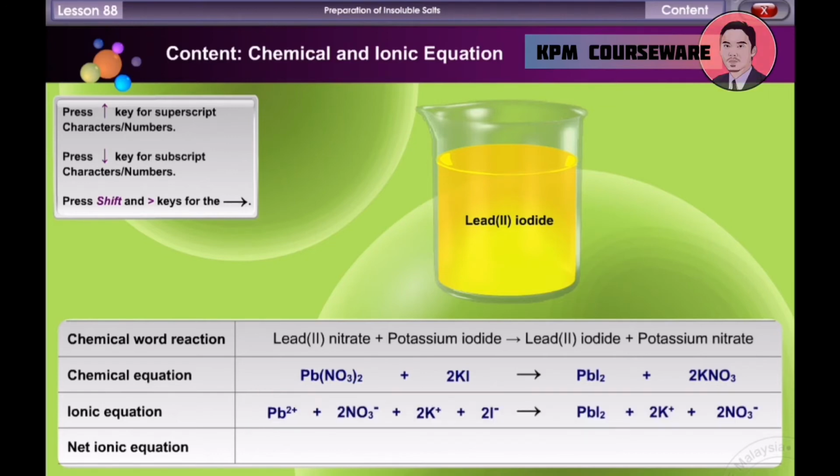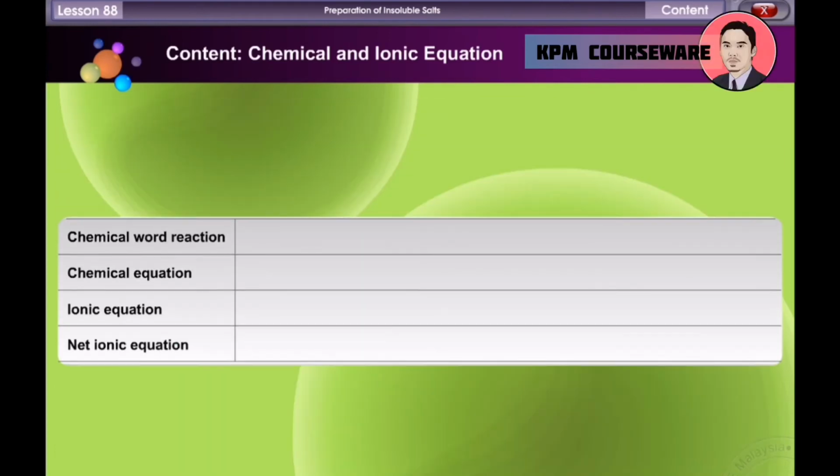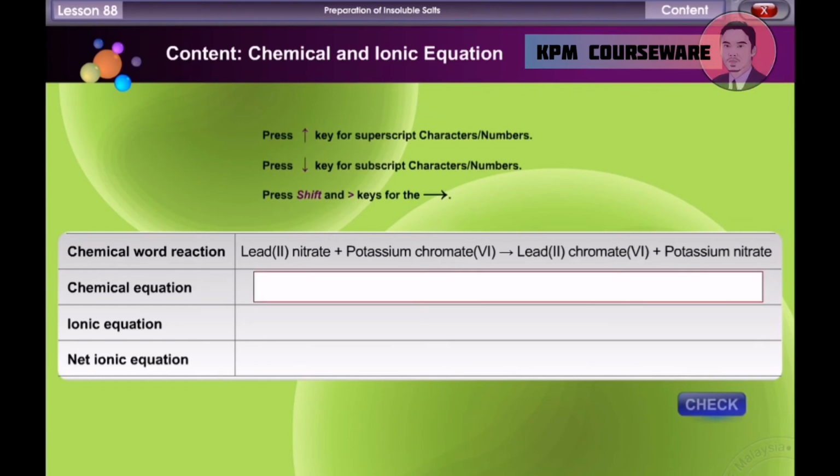The potassium and nitrate ions appear on both sides of the equation. They remain unchanged. These ions are called spectator ions. The net ionic equation is obtained by cancelling out the spectator ions. This is how you write the net ionic equation for the formation of insoluble salts. Now, can you key in the chemical word equation, chemical equation, ionic equation, and net ionic equation for lead(II) chromate(VI)? Click on the check button when you're done.